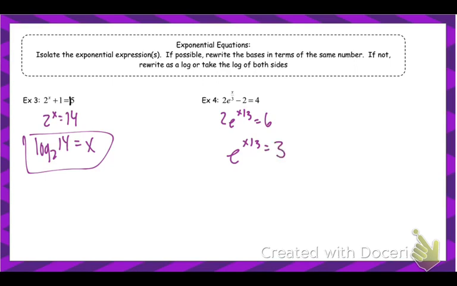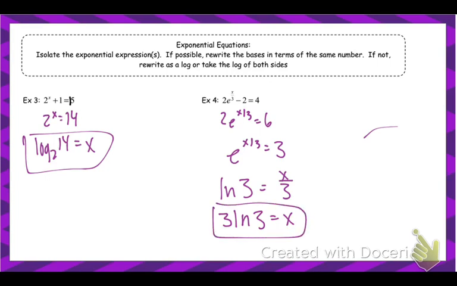And then at this point, I need to rewrite this as a log. So what I'm going to do is it would be log base e, but again, we don't write log base e. We would just write ln. So ln of 3 is equal to x over 3. Then at this point, to get x by itself, you would multiply both sides by 3. So I get that x equals 3 times the natural log of 3.